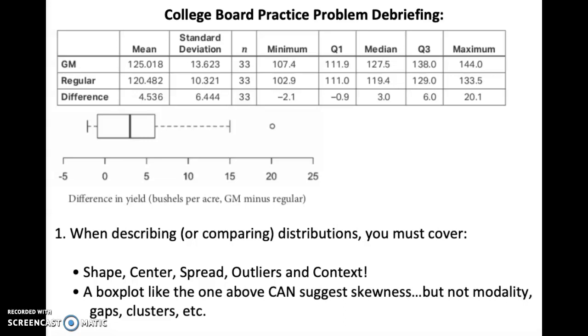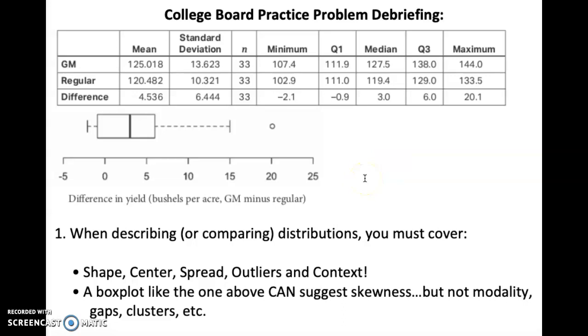So start out with the table that you were given between the genetically modified corn and the regular corn, and they even put the differences statistics in there. And you had a box plot given of the difference in yields. One of the questions they asked you to do is to describe the distribution of differences. So you were supposed to describe it based off of the graph, and then they also, of course, gave you the statistics that you could use if you needed to.